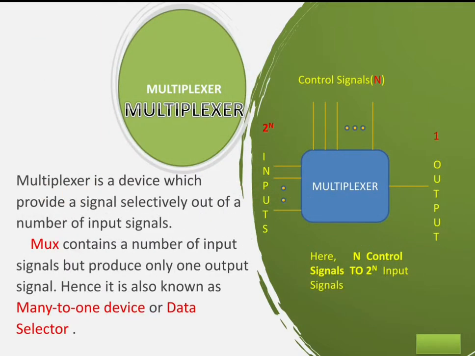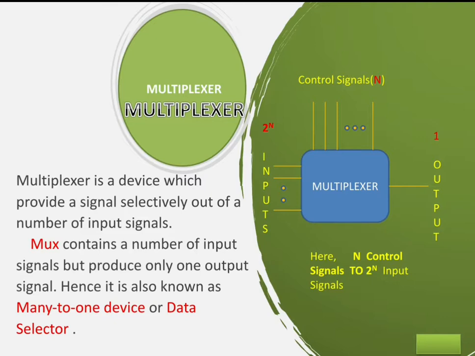And see, the multiplexer is a device which selectively provides a signal out of a number of input signals, I told you. And mux is a short form, we can say an abbreviation. Mux contains a number of input signals but produces only one output signal. You have to remember that. Hence, it is also known as a many to one device, accepting many inputs and providing only one output. That's why it is a many to one device. Or we can say a data selector. Data selector because we are selecting only one data as output.